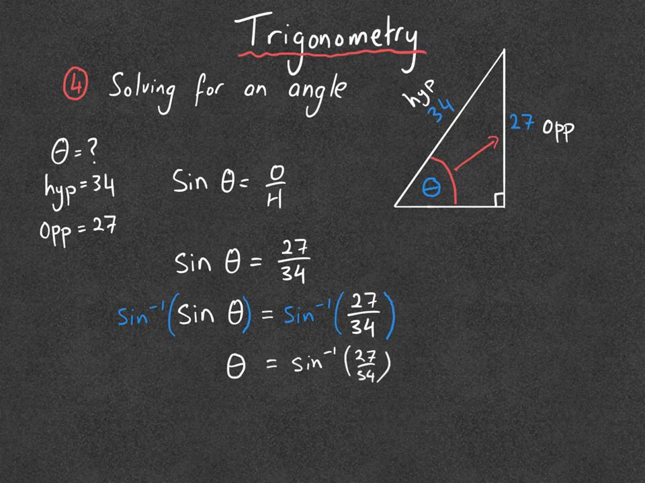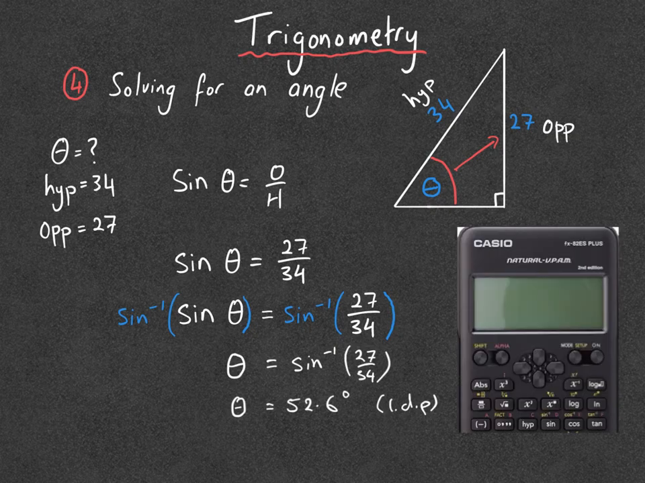So in your working out, you would not show this middle line here. You'll go down from sine theta equals to the angle theta equals the inverse sine, sine to the minus 1, of the ratio. And if you do that, you get an answer of 52.6 degrees.